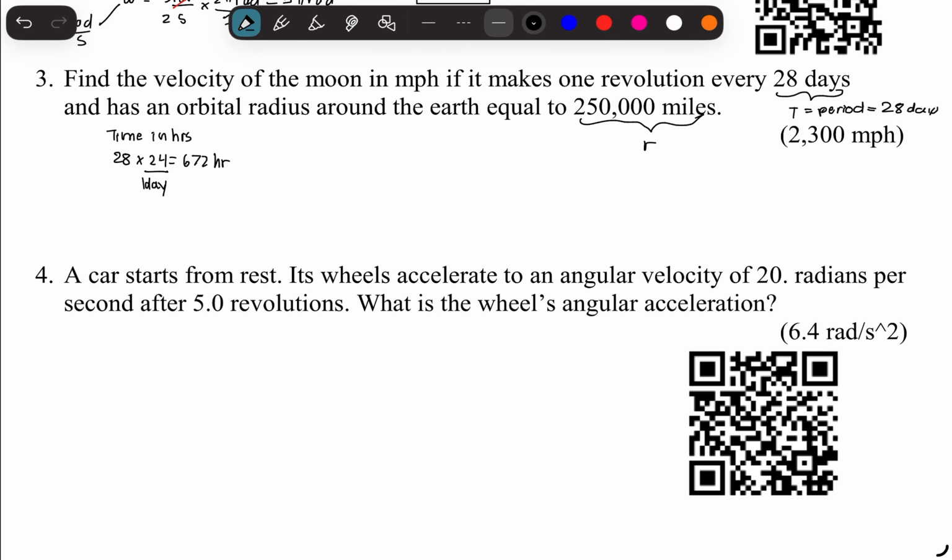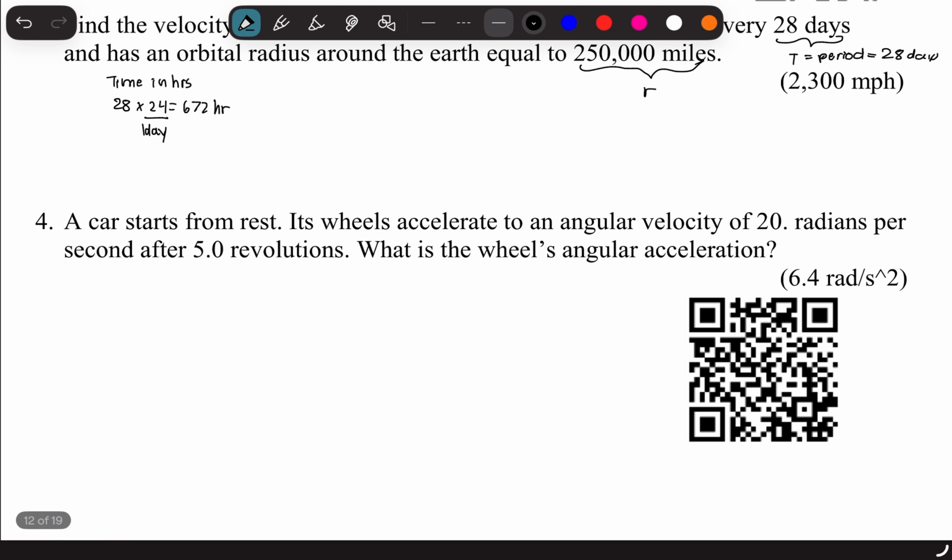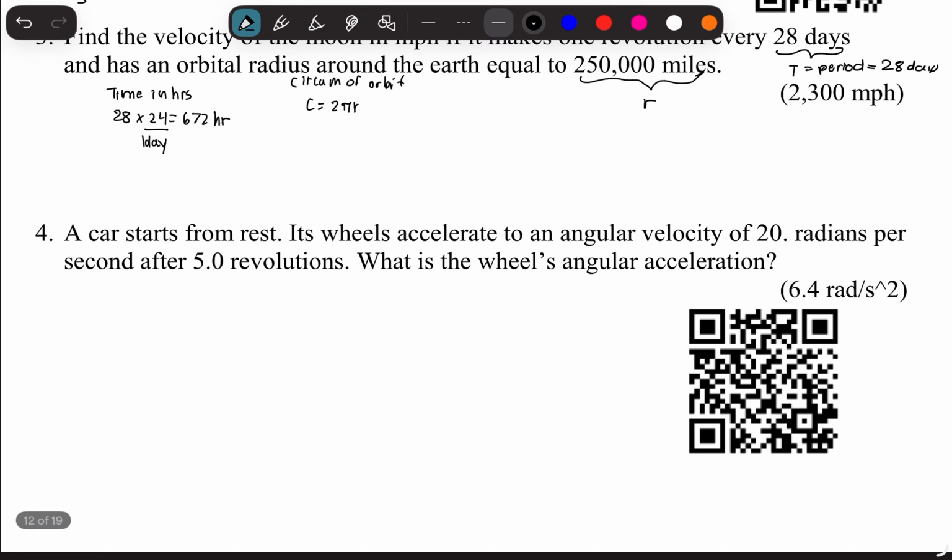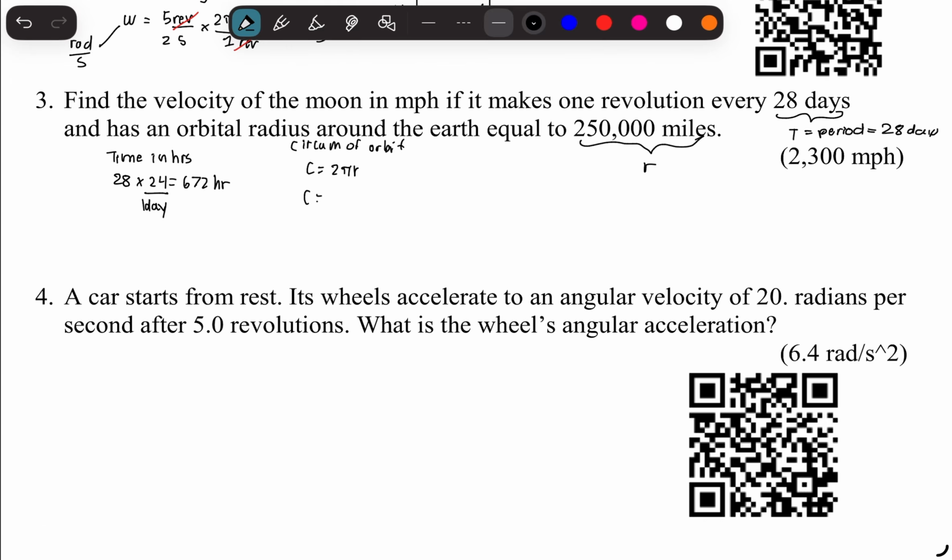In one day. So yeah. Okay, so now we can find the circumference of the orbit. We know that the circumference of a circle is equal to 2 pi times the radius. So if we plug in 2 pi, and our radius is 250,000, we know that the circumference is 1.57 times 10 to the power 6 miles.